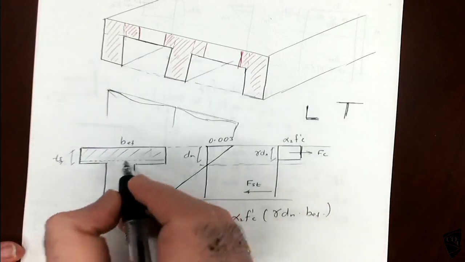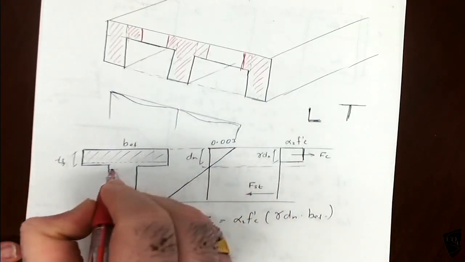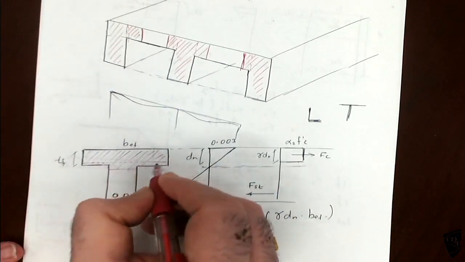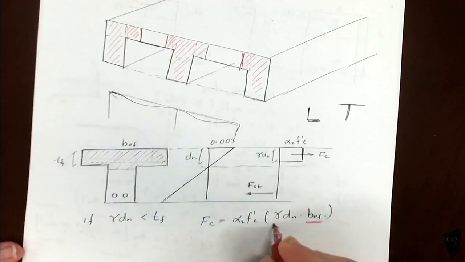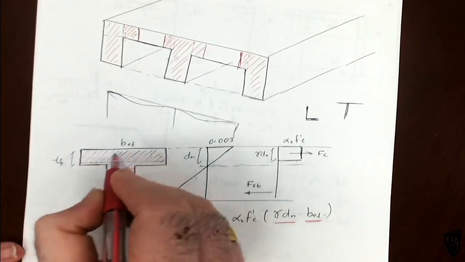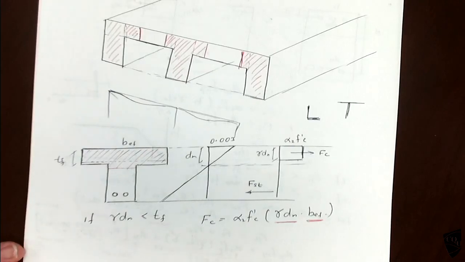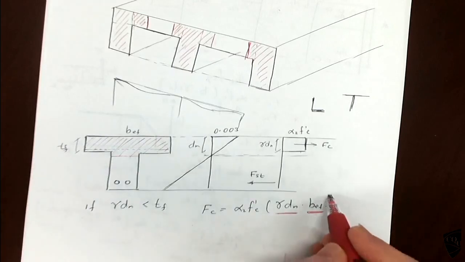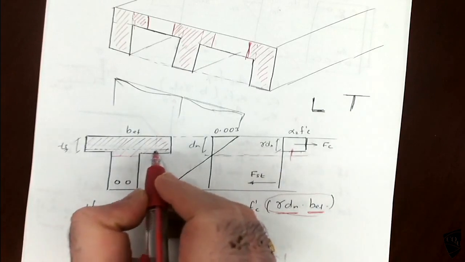If this line comes a little bit below, this line can come down. If it is something like that, you need to consider this area. So this is not the B effective times gamma dn. You need to consider this T shape. So the area is slightly different, but all the calculations are the same. They only depend on where this line falls, whether it's within the flange or not.